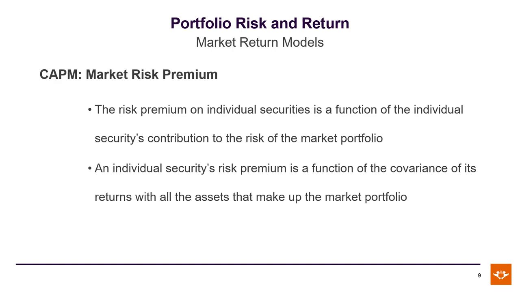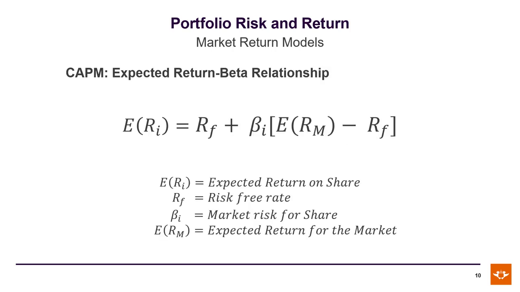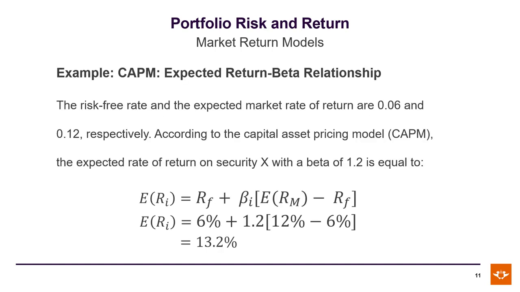And here we are at actually the start of the show, the CAPM model itself, which is that the expected return for an asset or a share is a function of the risk-free rate of return plus beta for the security, so its market risk, times the market risk premium, which is the expected return on the market less the risk-free rate. So looking at a simple example, the risk-free rate and the expected market return are 6% and 12% respectively. So according to the CAPM model, the expected return on the security, if it has a beta of 1.2, will be 13.2%.